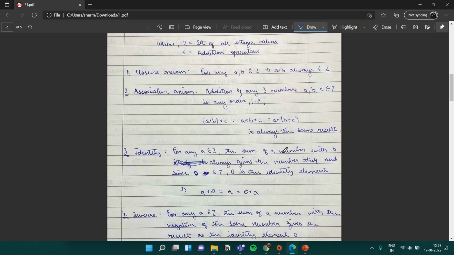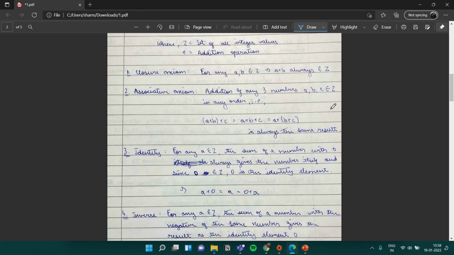Second is the associative axiom. Addition of any three numbers, irrespective of the grouping, will give us the same thing. Because if we take three numbers like 1, 2 and 5, if we add 1 and 2 first, that'll be 3, then plus 5 gives us 8. But if you add 2 and 5 first, that gives us 7, and then we add 1 to it, that will also give us 8. So it doesn't really matter what order, the answer will be the same, so this axiom is also satisfied.